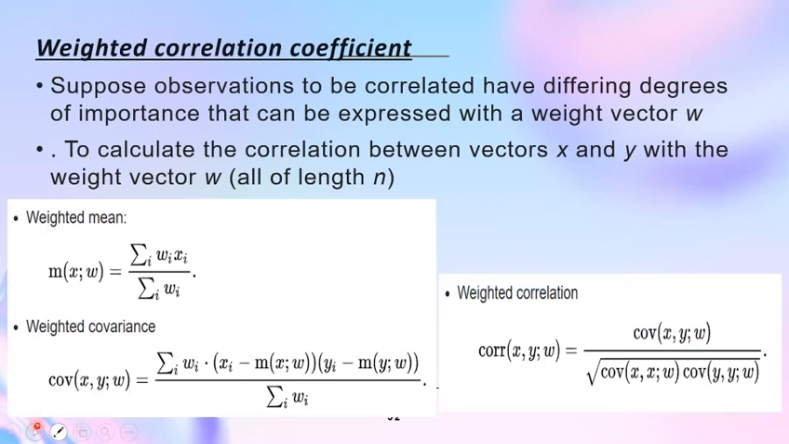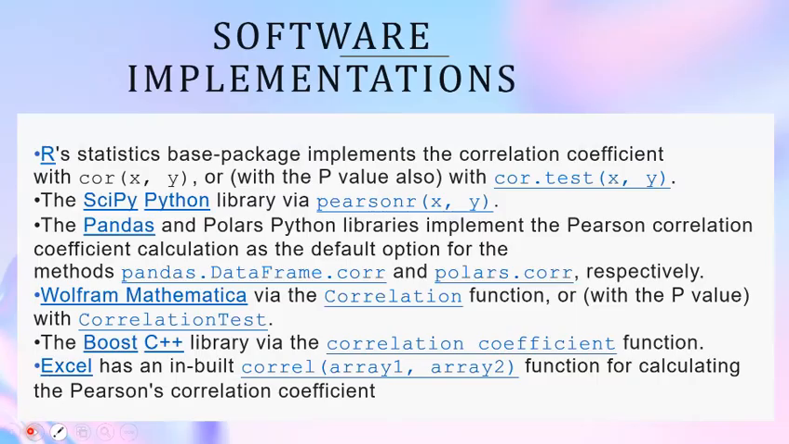The weighted correlation coefficient is another variant, in which the weighted means and weighted covariances are first calculated, and out of these we calculate the weighted correlation between the two variables. So what are the software implementations for the correlation coefficient r?